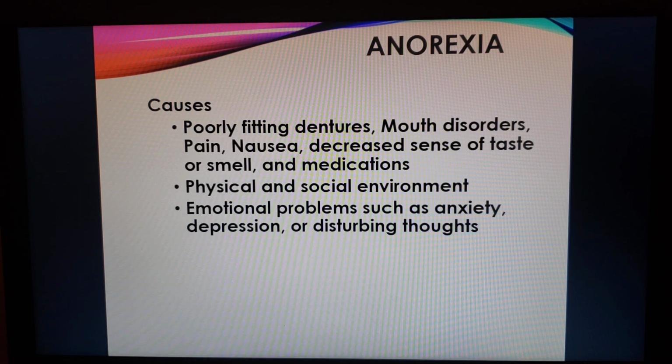And then there's some medications that actually affect the patient's appetite. Their physical and social environment, especially at meal times, have a lot to do with their appetite. So we want to keep that in mind. And then emotional problems, anxiety, depression, patients who have disturbing thoughts can also affect their appetite. And anorexia, by the way, is basically an absence of appetite. And so we've just talked about several physical causes of diminished appetite.